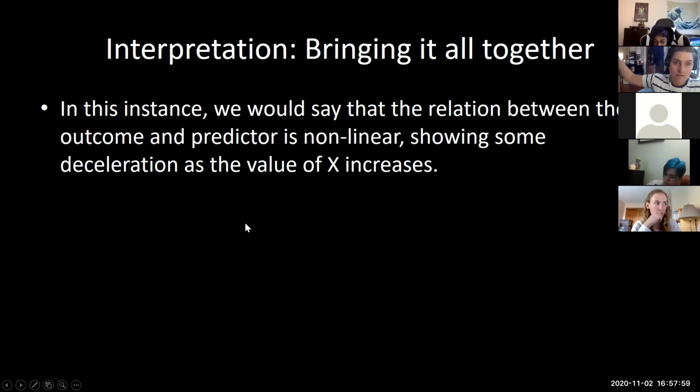So to bring all of that together, in this instance, what we would say is that the relation between the outcome and the predictor is not linear, and it shows some deceleration as the value of x increases, where the relation of x with y depends on x. And at higher levels of x, the slope is weaker.